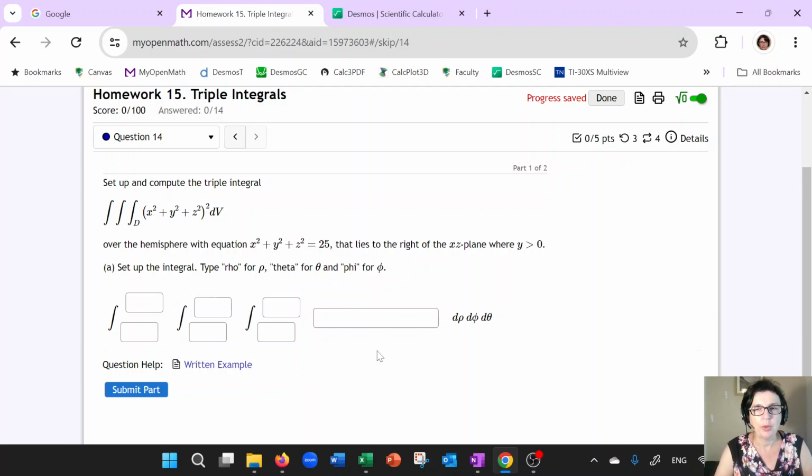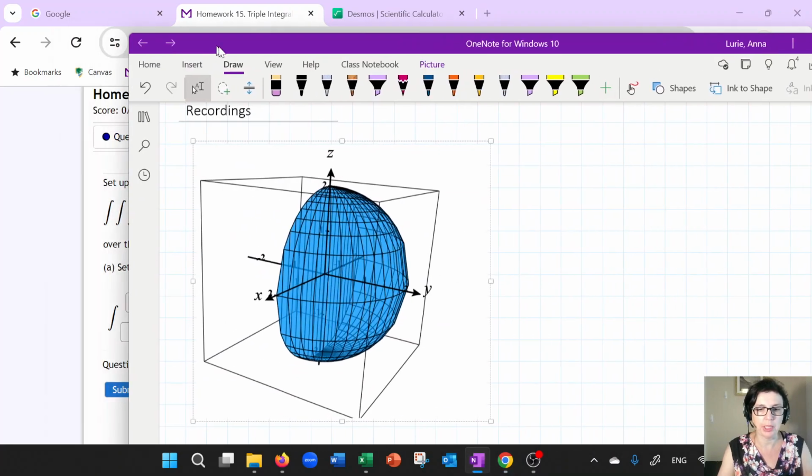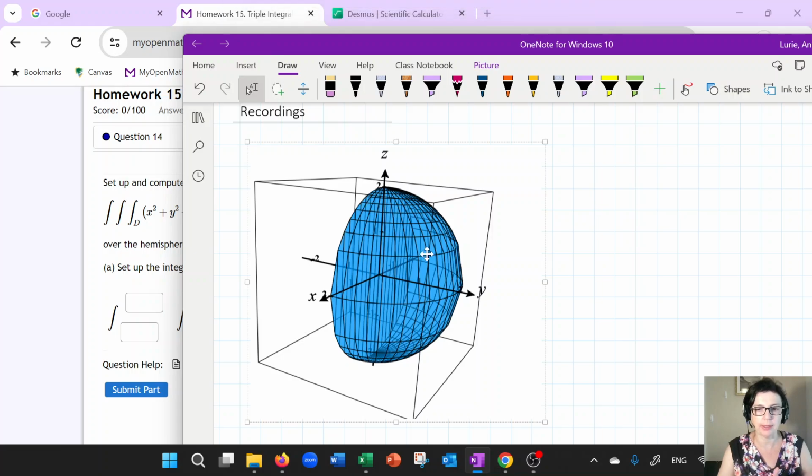In this video, we are going to take a look at applications of spherical coordinates in computing an integral over a hemisphere with the equation x squared plus y squared plus z squared equals 25, where y is greater than 0. So it's not the whole sphere, it's just half of a sphere. Now look at the picture that I made with CalcPlot3D. So you can see that this is just the right side of the sphere. So what we need to do first is figure out what will be the spherical coordinate limits, right?